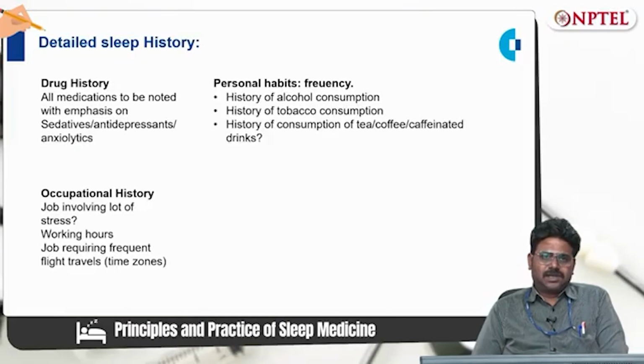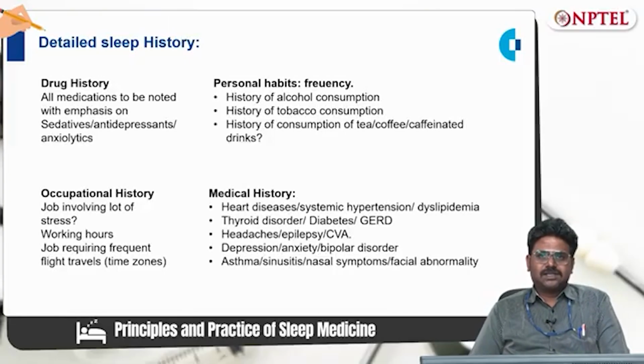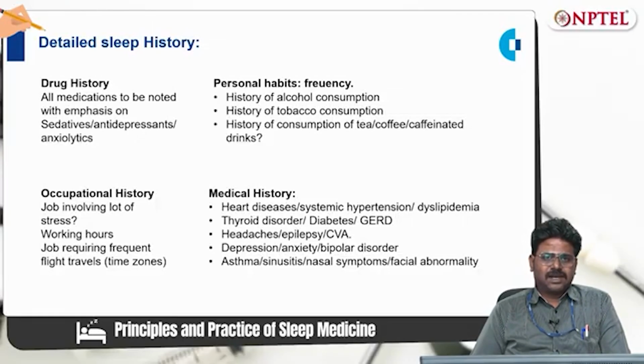Then detailed sleep history, which includes drug history, personal habits, occupational history and medical history. Drug history includes all medication to be noted, with emphasis on sedatives, antidepressants and anxiolytics. Then personal habits: frequency of alcohol or tobacco consumption, history of consumption of tea, coffee, caffeinated drinks. Then occupational history involves jobs involving a lot of stress, working hours, and jobs requiring frequent night travels.